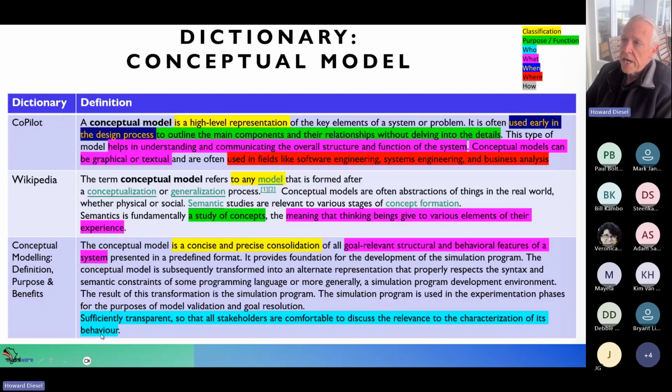All right. Now we're going to a conceptual model, and I sort of don't want to read out everything. There's the definition from Copilot, from Wikipedia. A conceptual model refers to any model that is formed after a conceptualization process. So conceptual modeling delivers the output of a conceptual model. Now, a concept map is input to the conceptualization process.